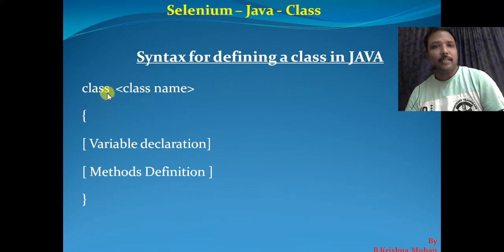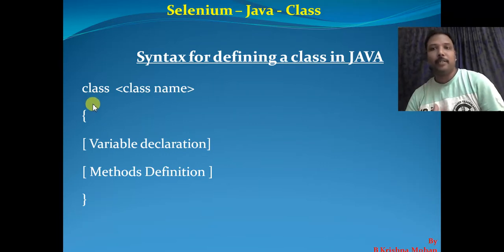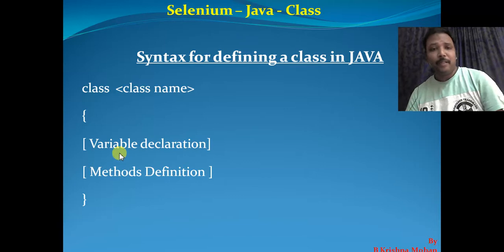Syntax of class is class name, open brackets, close bracket. That is what the last point is saying, that the class definition must be incorporated within the open and close flower brackets. And inside that we will have the variable declaration as well as the method definition. The methods and the variables, all those things have to be declared and used within the class only. Outside the class we can't use them in Java.